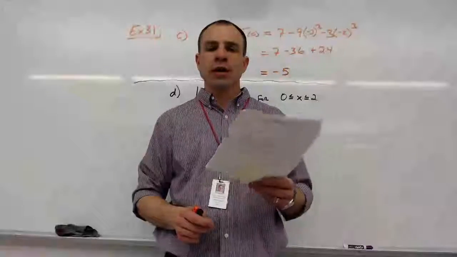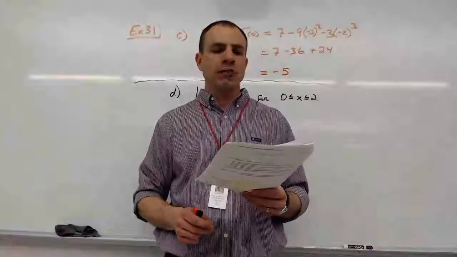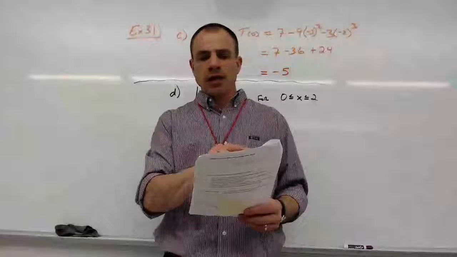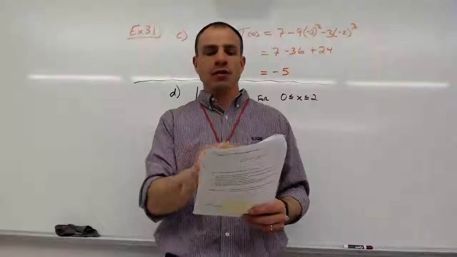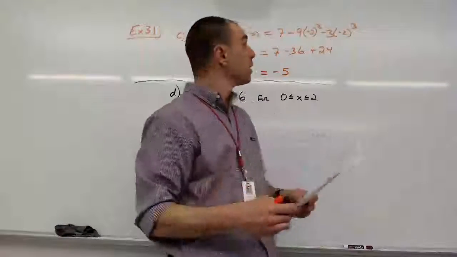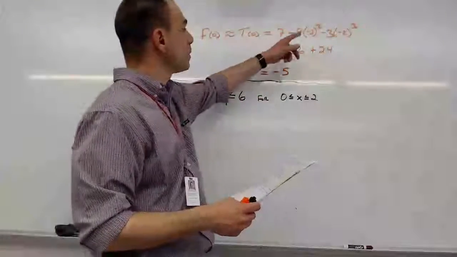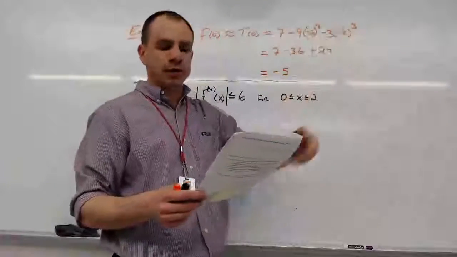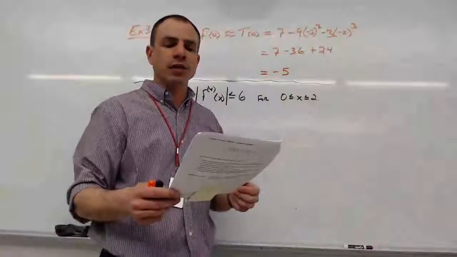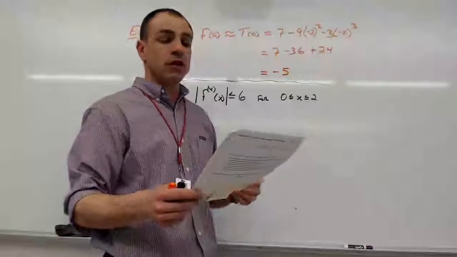Example 31 in the notes there. I see that we've got function f, and it's got derivatives of all orders for all real numbers. The third degree Taylor polynomial is given up at the top: T of x equals 7 minus 9 times (x minus 2) squared, minus 3 times (x minus 2) cubed, all right?